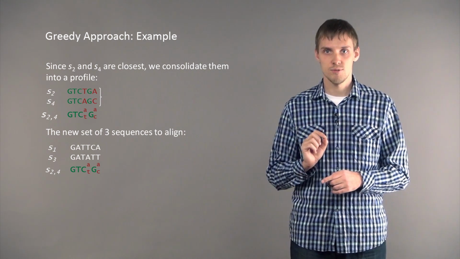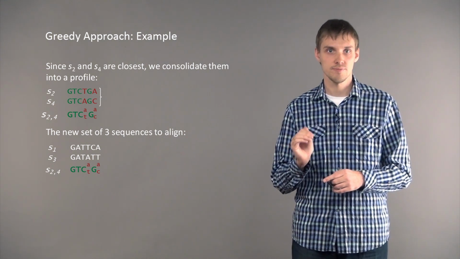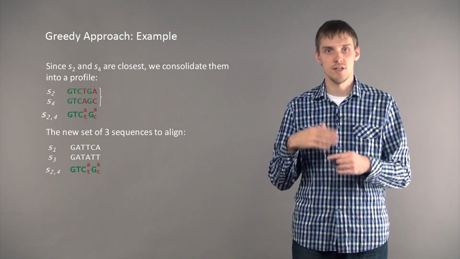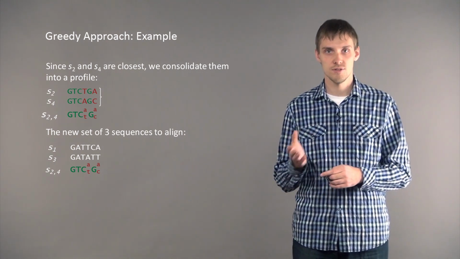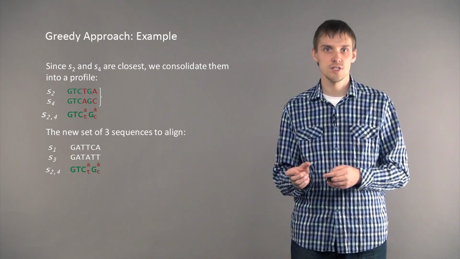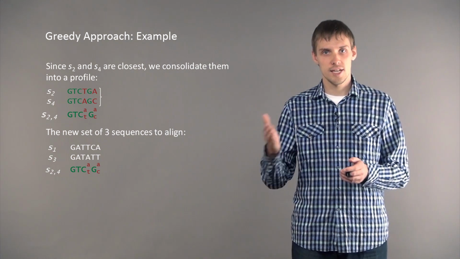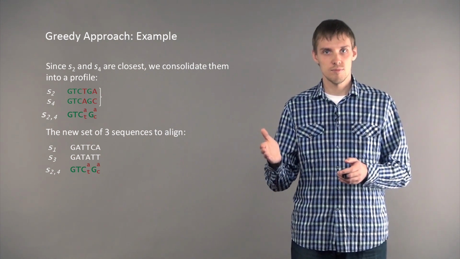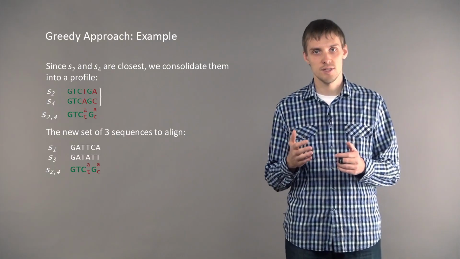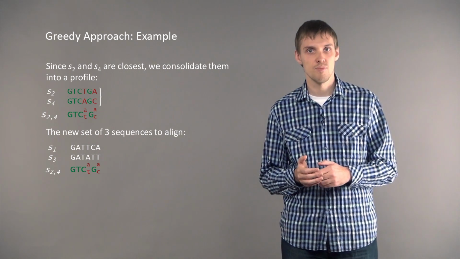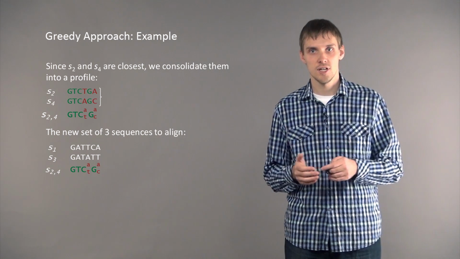Sequence 1, which is originally sequence 1, sequence 3, and the new profile. And we can iterate. We can construct pairwise alignments between each of these 3 sequences, find the closest and join them, and so on and so forth. And at the last step, we will get a single profile of multiple alignment. This greedy algorithm is not optimal. It may find a non-optimal solution, but it will work fast and it will work on most real world cases.